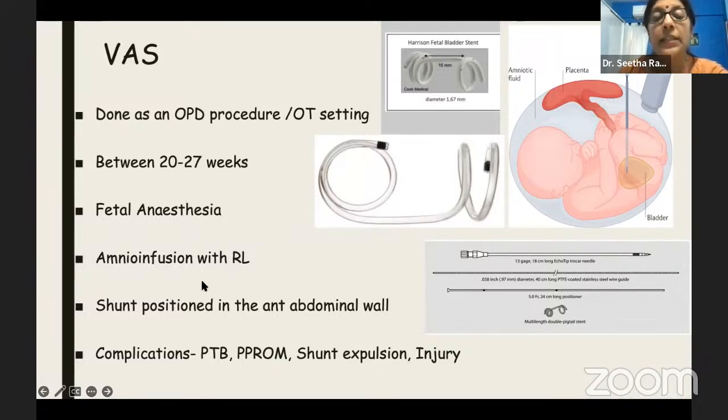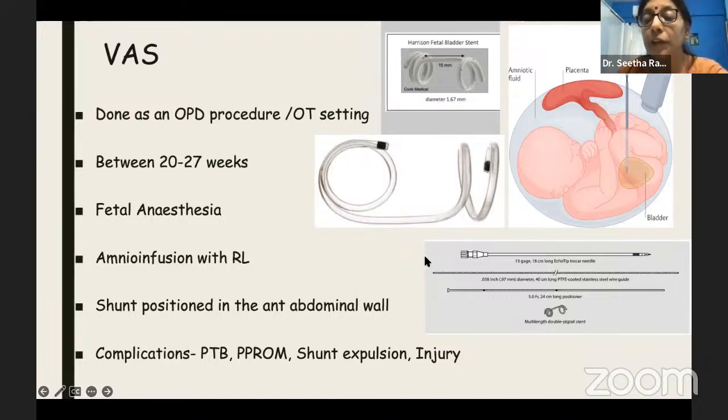It's done with fetal anesthesia. With oligohydramnios, amnio infusion is done with Ringer lactate, and the shunt is actually positioned in the anterior abdominal wall. Because of that, it is quite likely that the baby can pull out the shunt with its hands. There can be risks of preterm birth and PPROM and even shunt expulsion. So these are the two stents that are used.